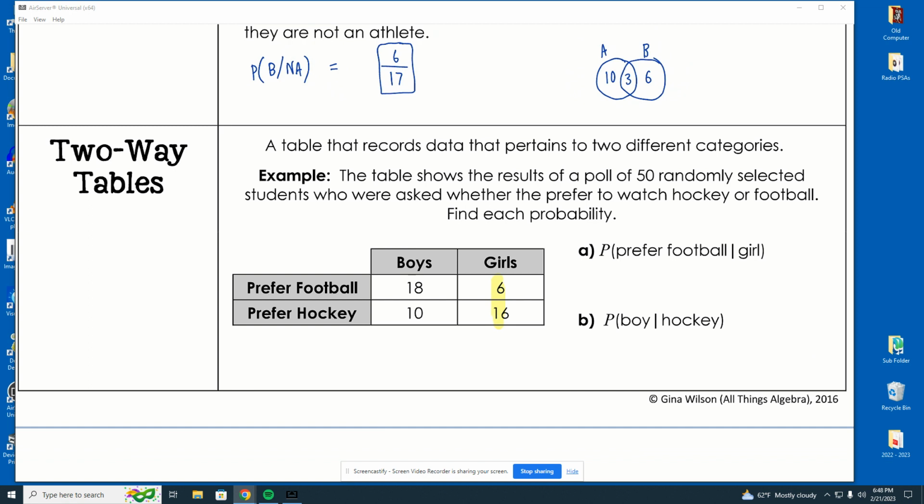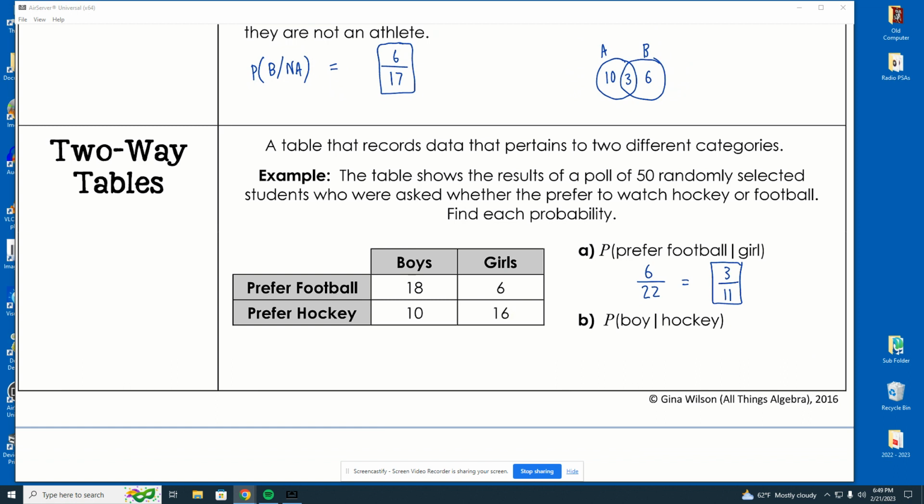Well, how many are in the category of being girls? 6 plus 16. That's 22. 22 is my bottom number. Now, out of that group of girls, out of the group that I have highlighted, how many prefer football? Well, that's 6. So 6 out of 22. Now, will that reduce? Yeah, it reduces to 3 out of 11.